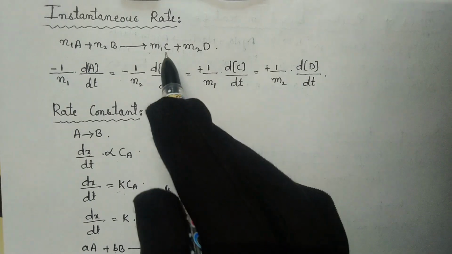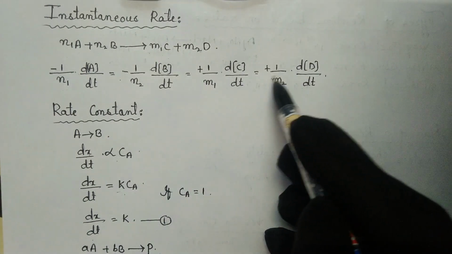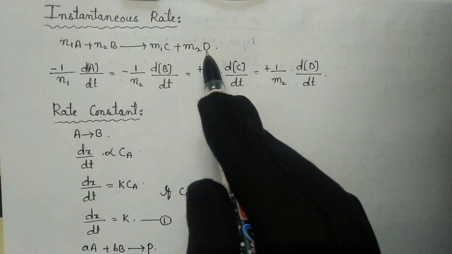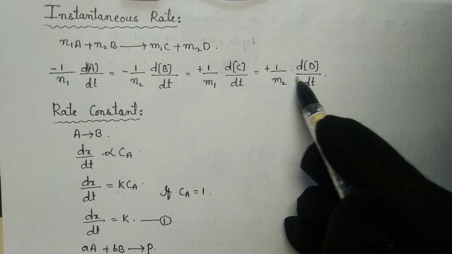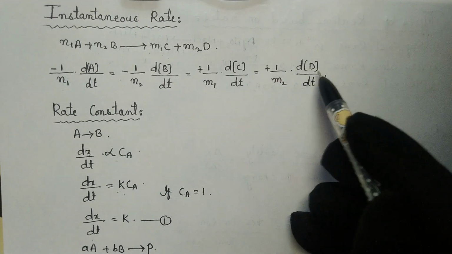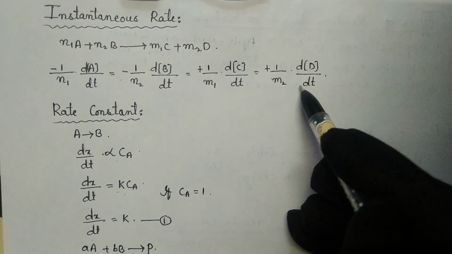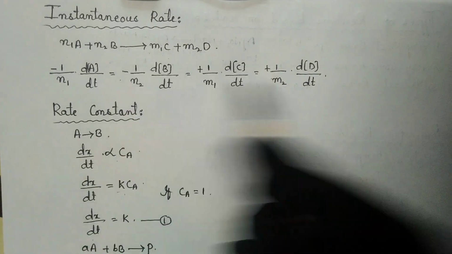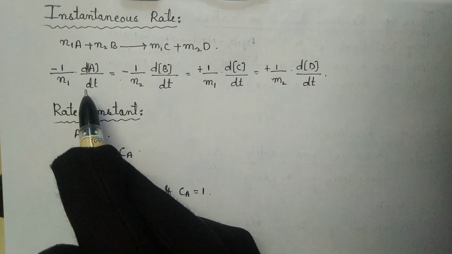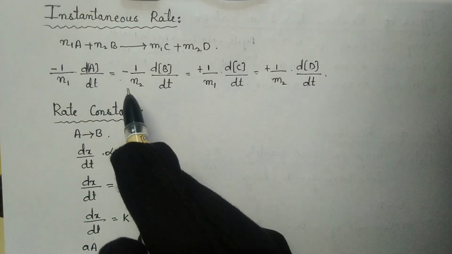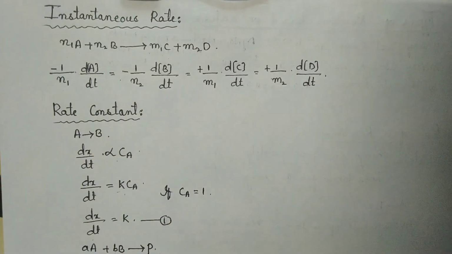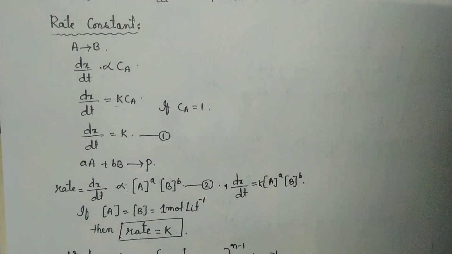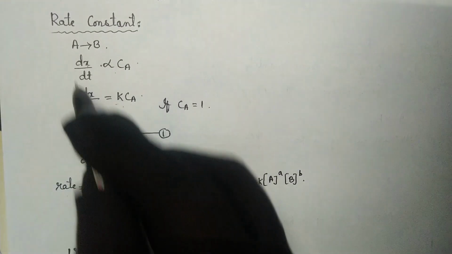Why we are writing plus? Because C is product, and is equal to plus 1 by m2. Why we are writing plus? Because D is also a product, so plus 1 by m2 into d of concentration of D by dt. I hope you are understanding my points, and you learned how to write the expression of average rate and instantaneous rate. If you have any doubt, then you can ask me in the comment section.